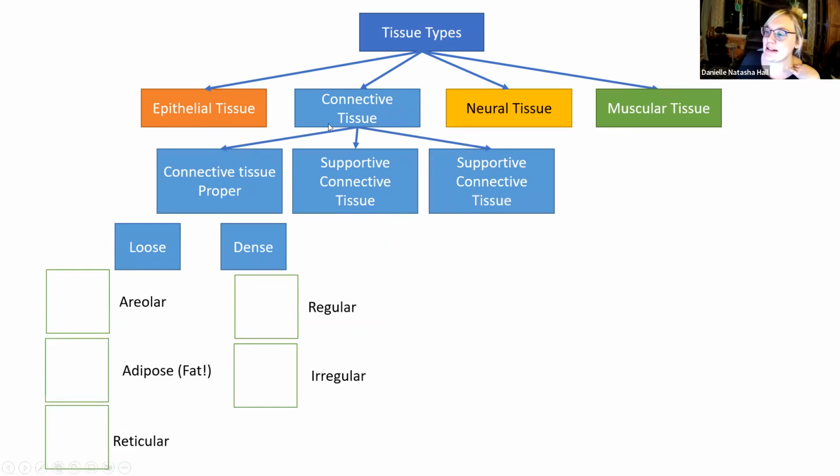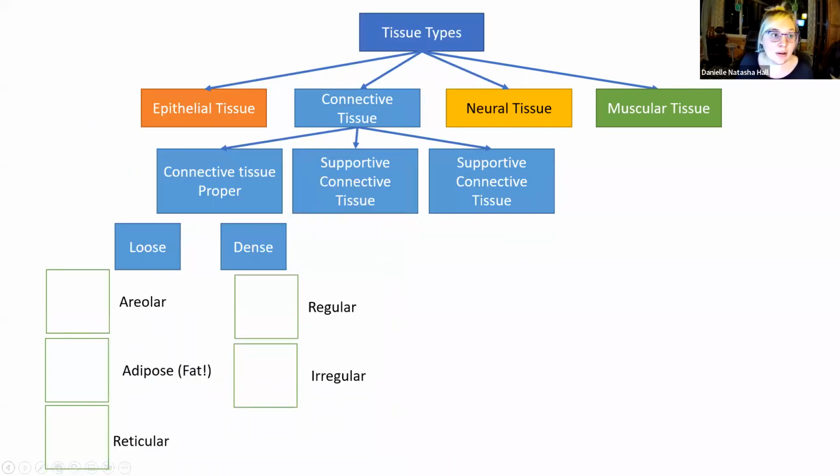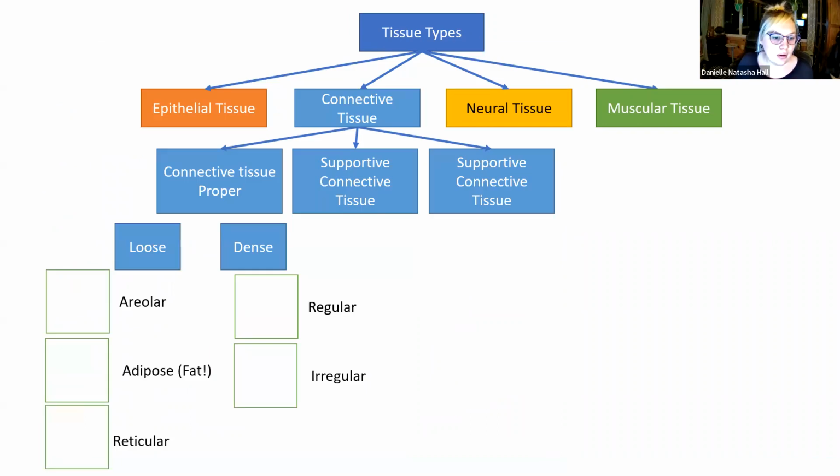For connective tissue, we have connective tissue proper, and we're going to be looking at loose or dense. We have supportive connective tissue, and this should have said a different type altogether. Hold on, I have a picture that's super helpful for this. Let me pull it up. Here we go: fluid connective tissue and supportive connective tissue.